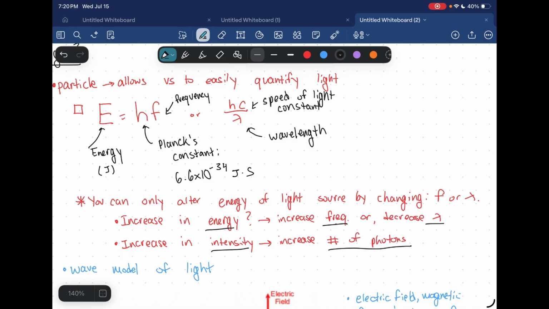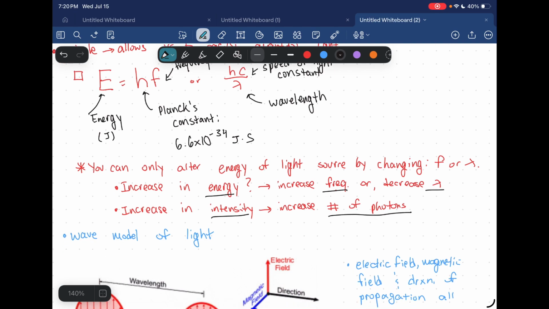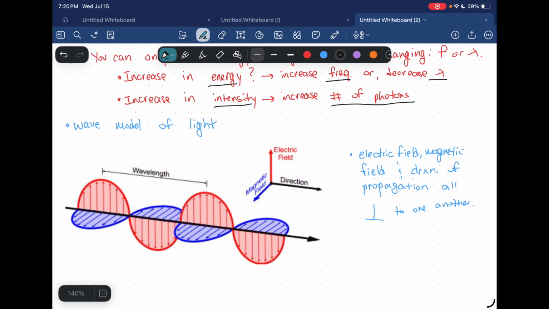But if they ask what increases intensity, you have to increase the number of photons. And you want to really do your best to keep these two concepts separate. The MCAT also likes to test the wave properties of light.